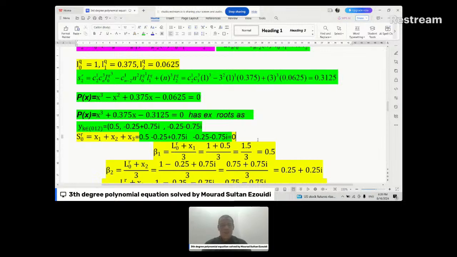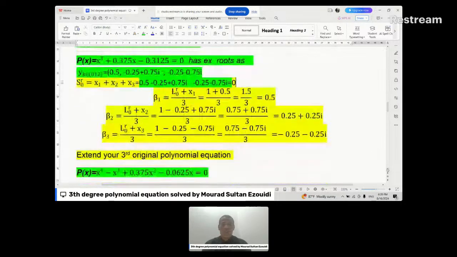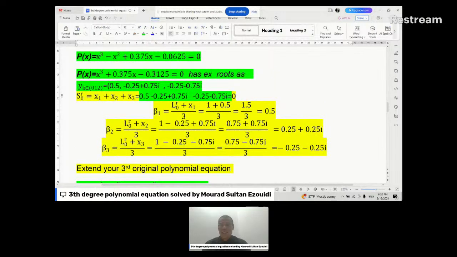Now, if we are going to solve your original polynomial, this is the original polynomial that we started with, learners: x cubed minus x squared plus 0.375x minus 0.0625. Now, learners, beta subscript 1 is the first root of my original third degree polynomial equation. The formula will tell you that beta 1 equals L0 over r plus x1, where x1 is the root of your new third degree polynomial equation that you obtained after applying my discriminant formula.